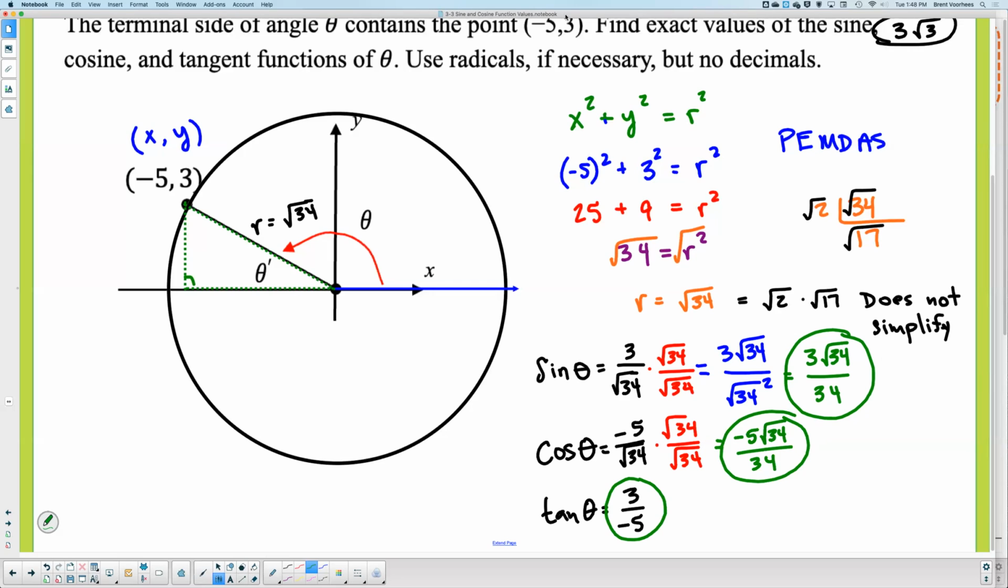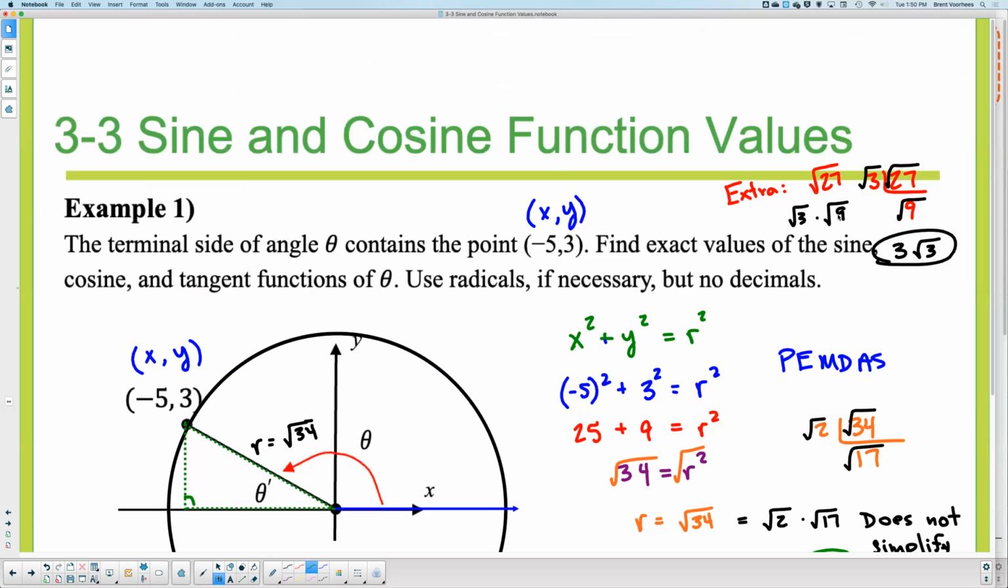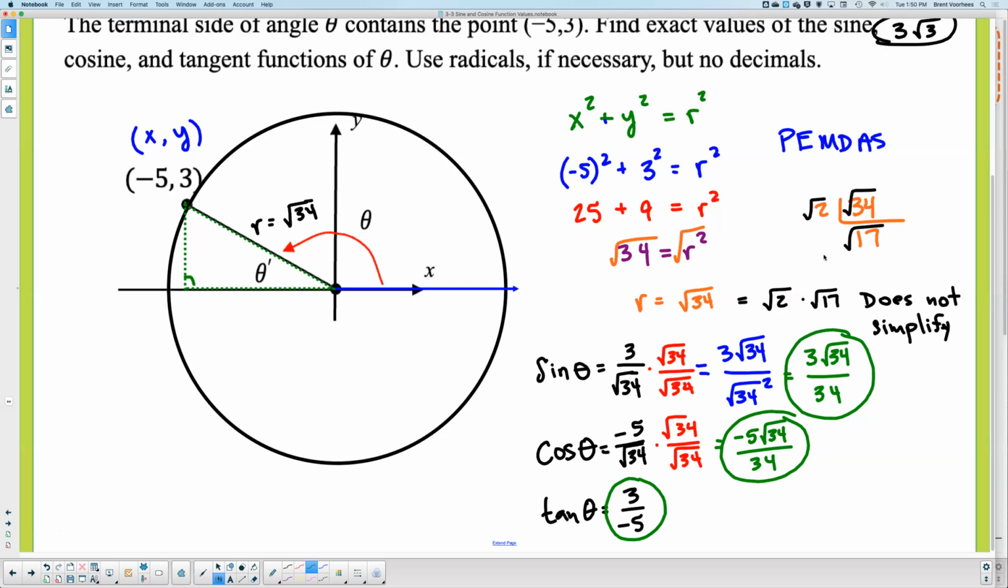So look back up at the instructions. You see how it says use radicals if necessary, but no decimals? What you will not be doing this unit is changing a square root to decimals. If you can change it to a whole number, like for example the square root of 9 I had up here, then yes, change the square root of 9 to a 3. But if you have a square root of a number like 34 that cannot be simplified, you leave it.